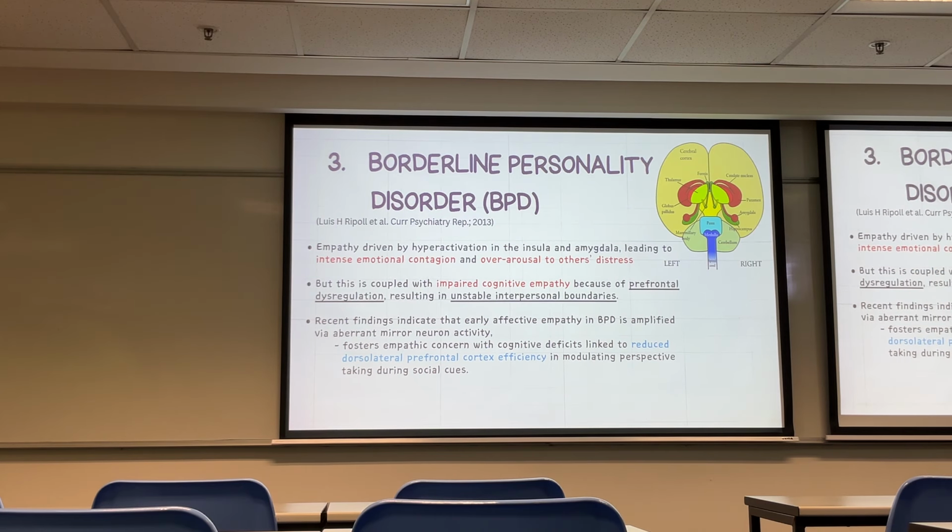The next one is the borderline personality disorder. In this disorder, the neurobiology of BPD features heightened affective empathy driven by hyperactivation in the insula and amygdala, leading to an intense emotional cognition and over-arousal to others' distress.